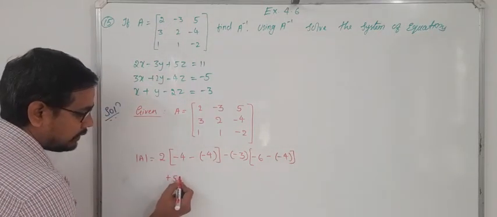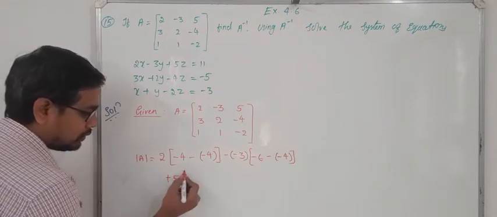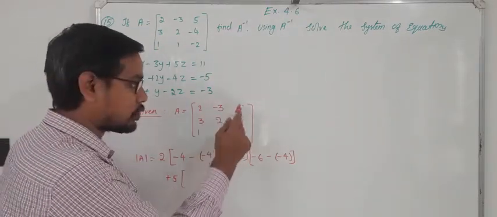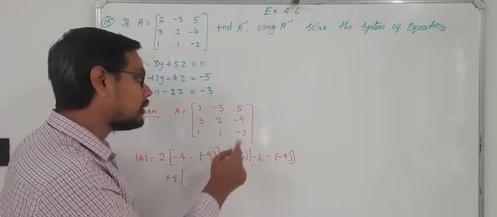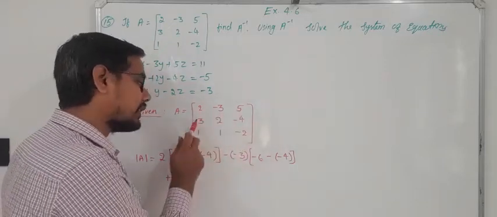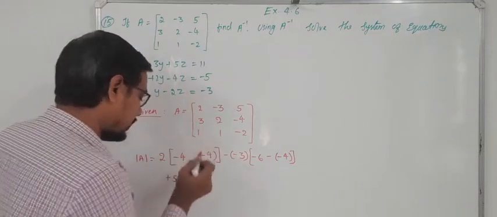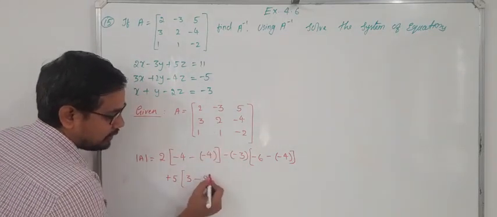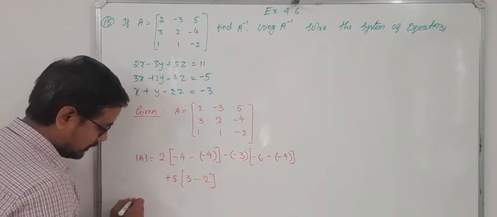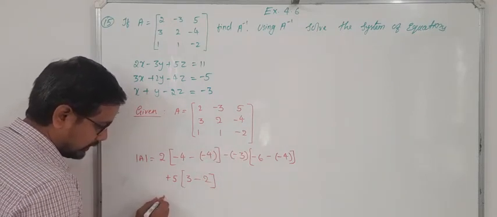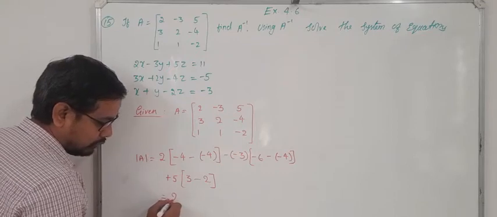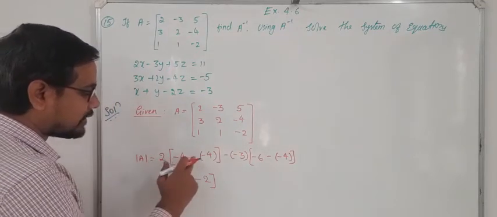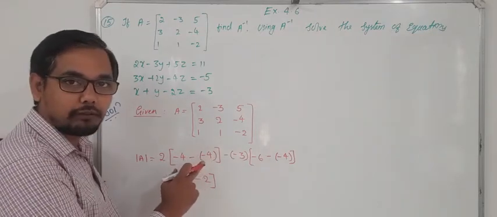Plus 5 into, 5 is the third element of the first row, in the first row as well as the third column, so leave the first row and third column, what are the elements left? 3, 2, 1, 1. So 3 into 1 is 3, minus 1 into 2 is 2. So this is 2 into, or directly we can write, minus 4 minus of minus 4 plus 4, right?